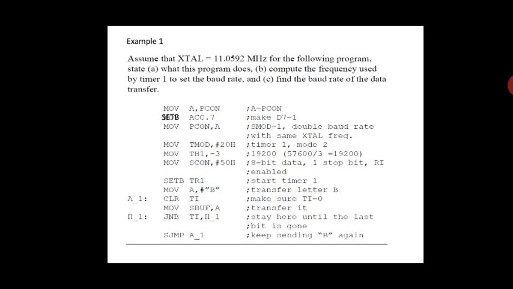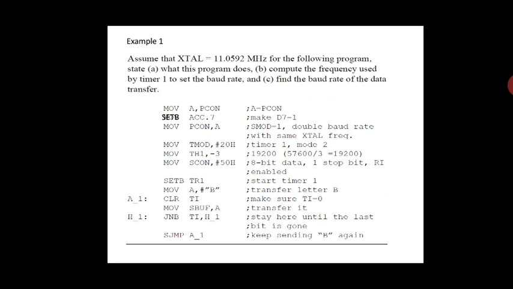Okay, now the first instruction copies the content of PCON into A. Whatever the value of PCON, in order to restore it, it will be copied into the accumulator. Now SETB ACC.7, because you can't set it directly in PCON, which is the 8th bit of the accumulator, that is nothing but SMOD. Now it is set to 1, which means the baud rate will be getting doubled. Okay, as simple as that.